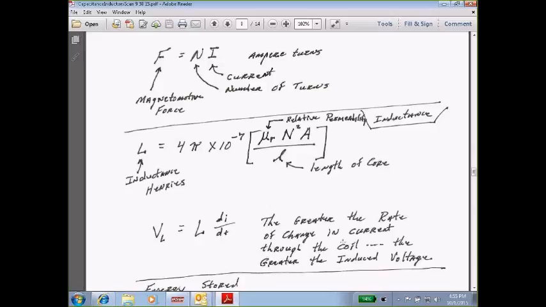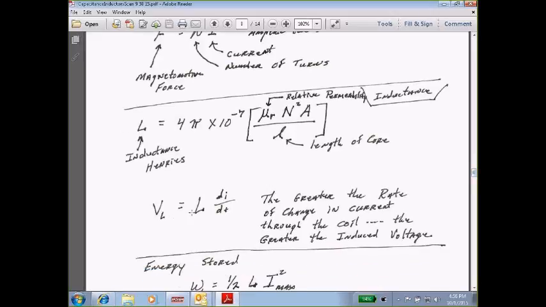At this point, we're looking at actually making the individual inductor, and then a little bit later on, we're going to look at just off-the-shelf inductors, putting them into a circuit, putting them in series, putting them in parallel, and so forth.